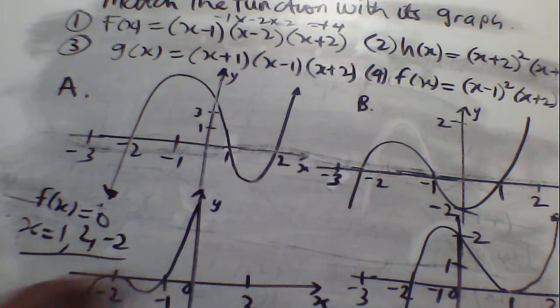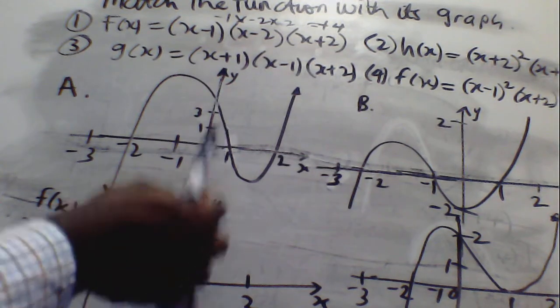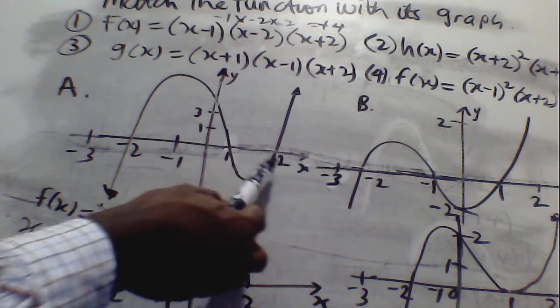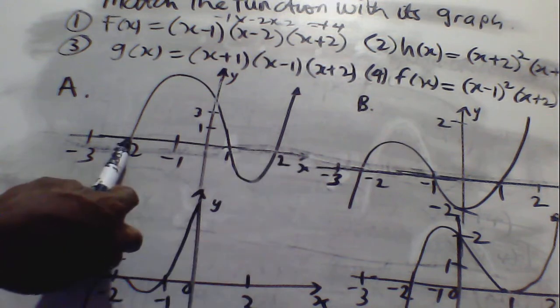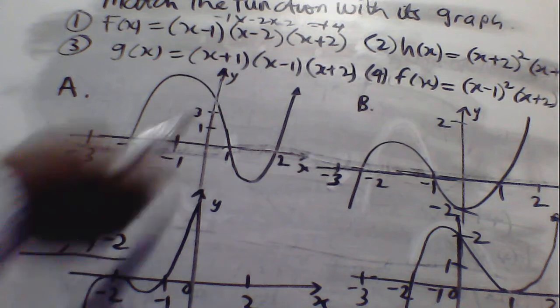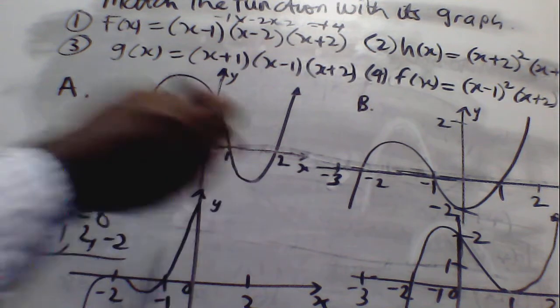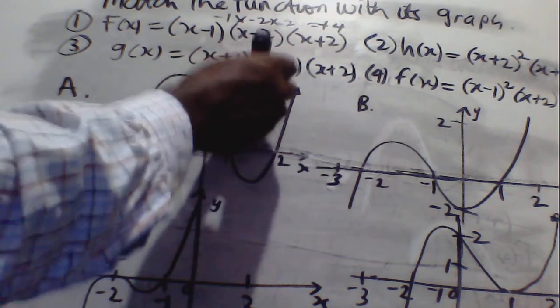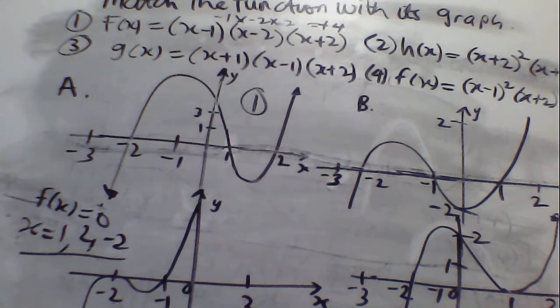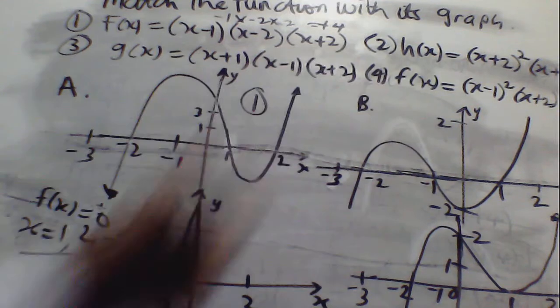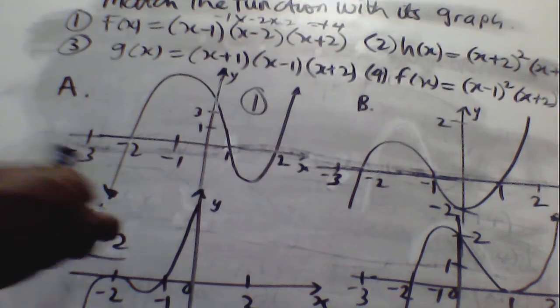Look for the graph that has these zeros. This looks promising. We have 1, we have 2, we have -2, including the 4 we have earlier. So this graph is for 1. So for the 2, I hope you are seeing what I'm doing.